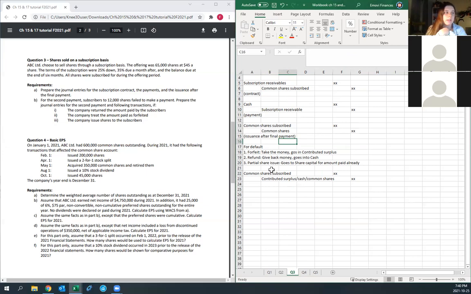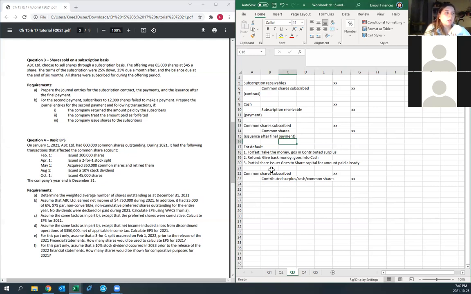They might forfeit the amount. So they're like, well, too bad for you. I'm going to take all the money, and I'm not giving back anything to you. And that amount that they already paid is going to go in contributed surplus. They might refund the money. So it goes back into cash.